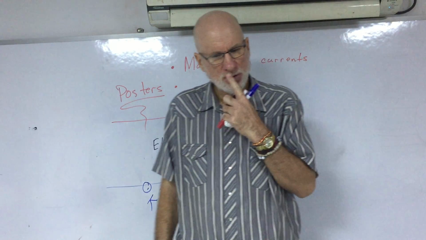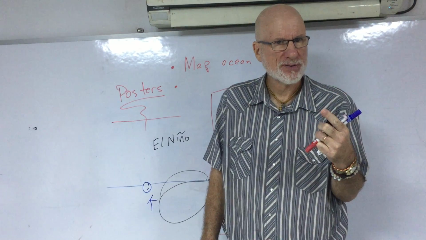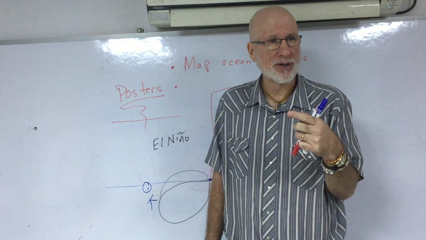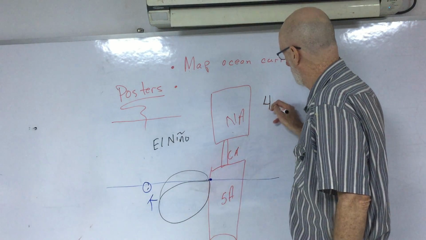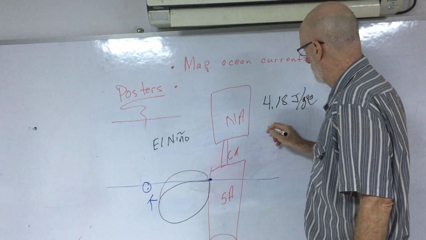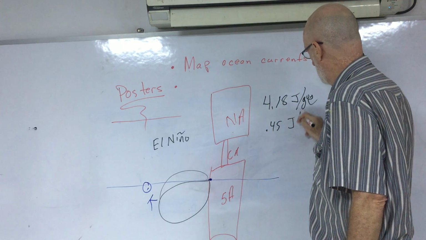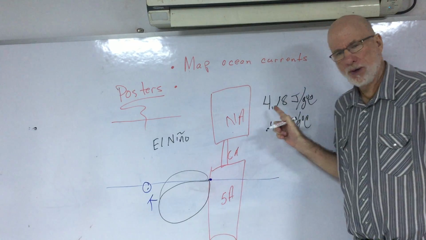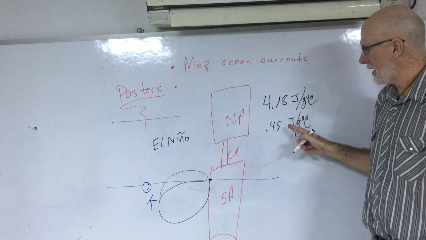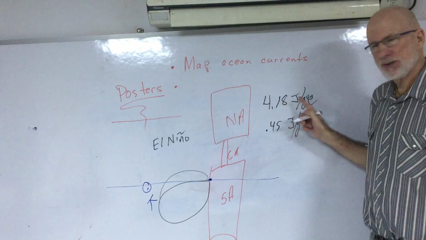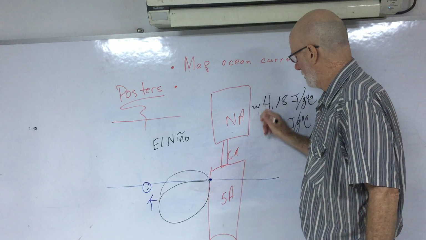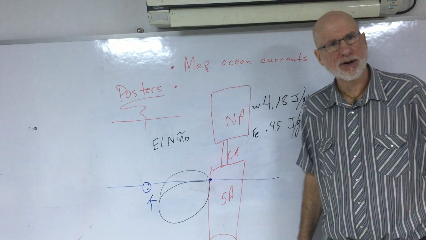Now, let me give you some numbers. The numbers really won't mean anything to you, but when I put both numbers on the board, you can compare them. 4.18 joules per gram degree Celsius, 0.45 joules per gram degree Celsius. Those are the specific heat capacities of water and iron. This is water, and that's iron, Fe for iron.